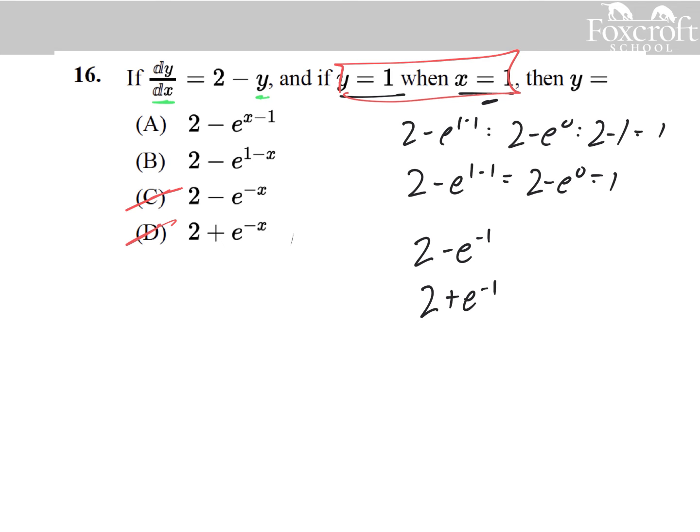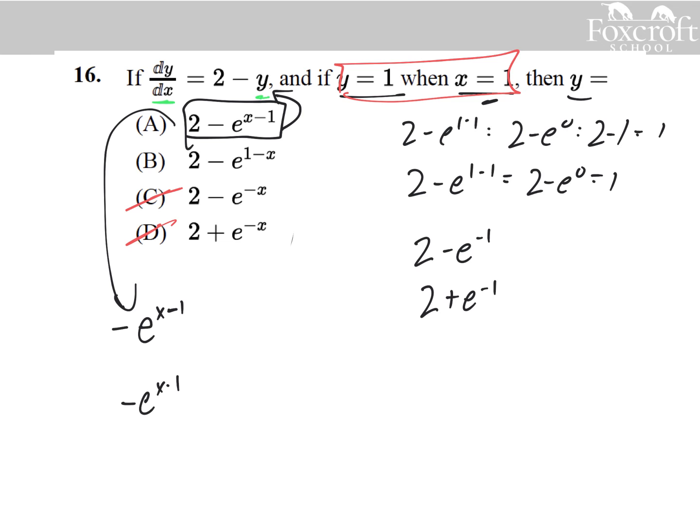But how could you do it exactly? All right, there's a few different ways you could do it. One way you could see is if this is my answer for y, and I can find dy/dx. dy/dx of this is going to be negative e to the x minus 1. All right, so I took the derivative of this like we always do. The 2 goes away. Derivative of e to the x minus 1 just gives me back the same thing. And if I plug this into this function, it's going to make sense. So the derivative is negative e to the x minus 1 equals 2 minus the y that we're picking.